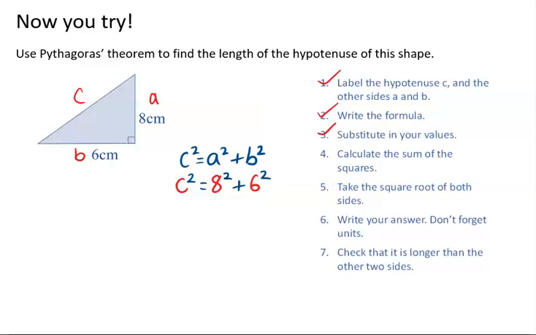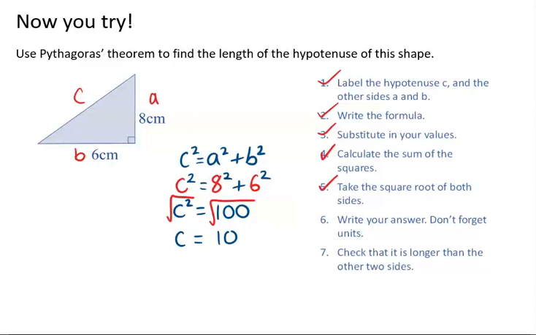Then we need to calculate the sum of the squares, remembering that that's the right-hand side of our formula. The sum, addition, of the two squares, 8 squared and 6 squared. When we pop that in the calculator, that gives us 100. Tick off step 4. Step 5 is taking the square root of both sides. So we have the square root of C squared and the square root of 100. The square root and the squared will cancel each other, and we have C on the left. Square root of 100 equals 10. So we've taken the square root of both sides.